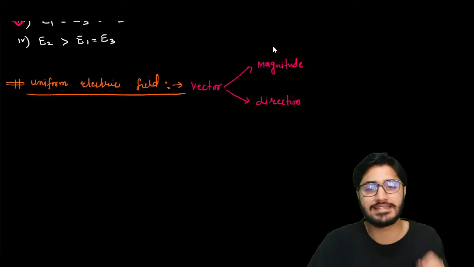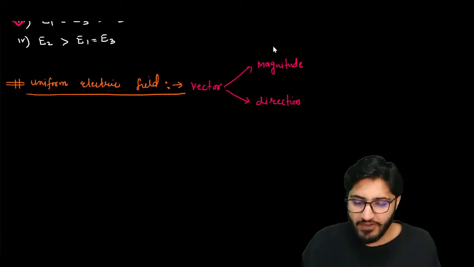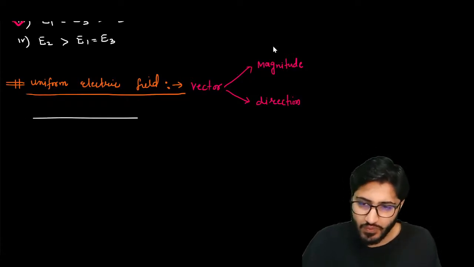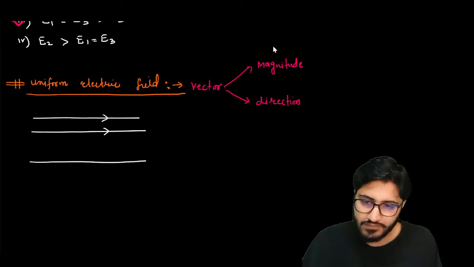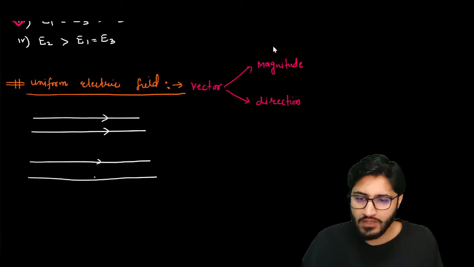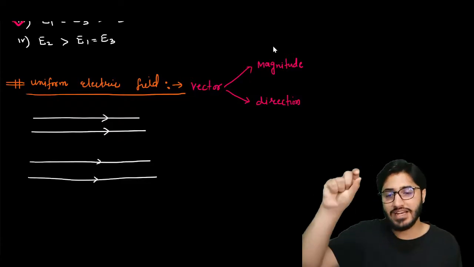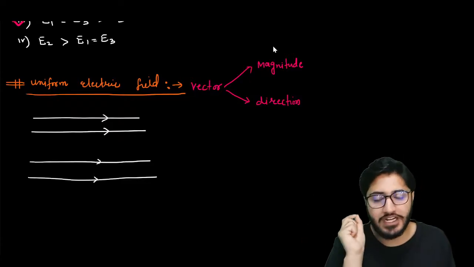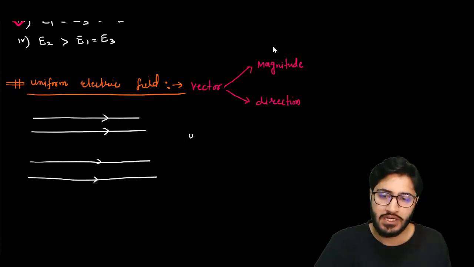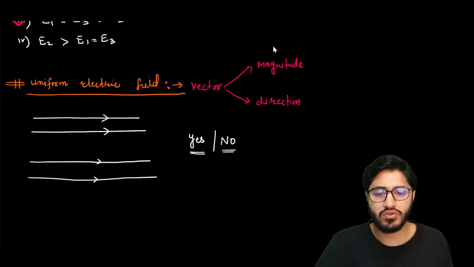Look, I will give you some examples. Let's suppose in my first case I have it like this now. Look, do these lines show my uniform electric field? Yes or no? Sir, how to get this one done?